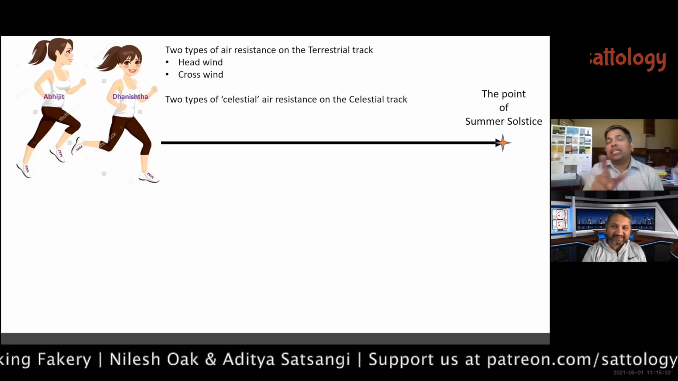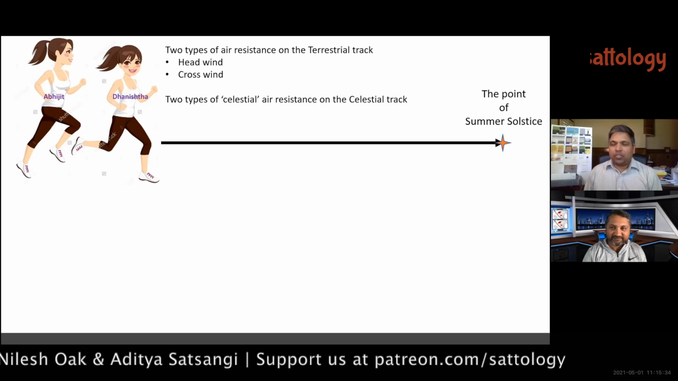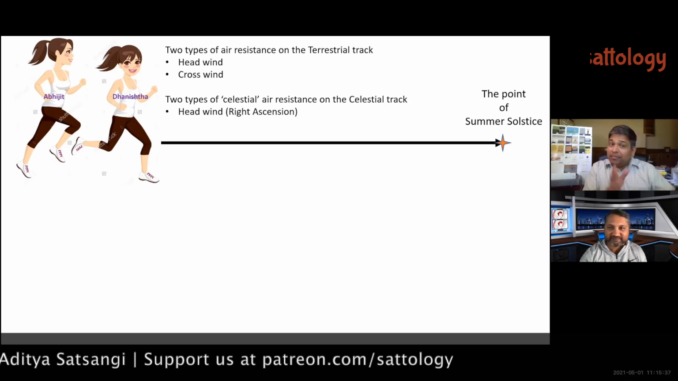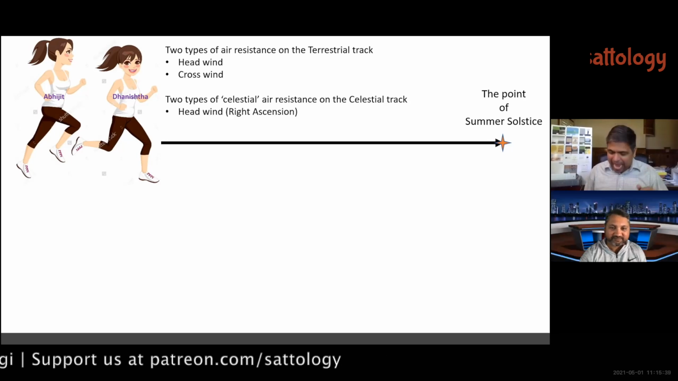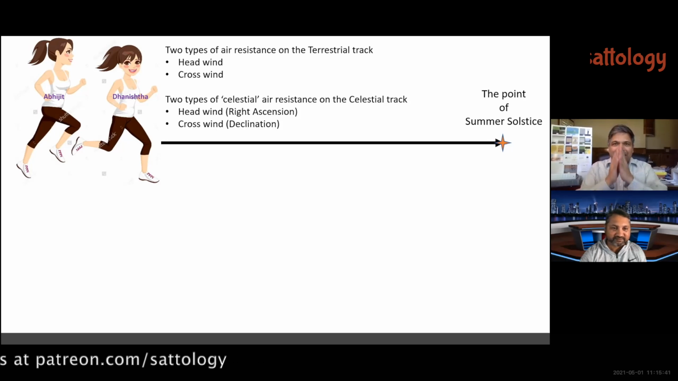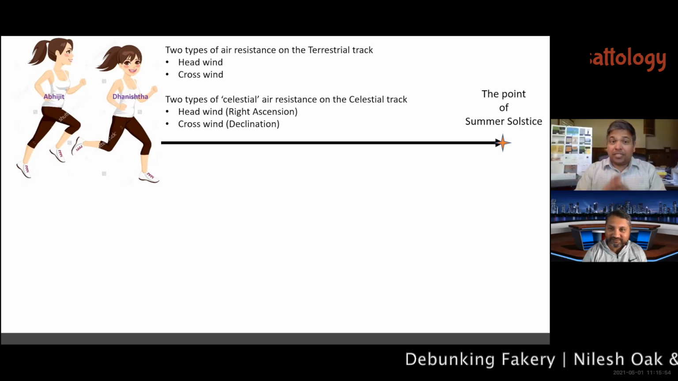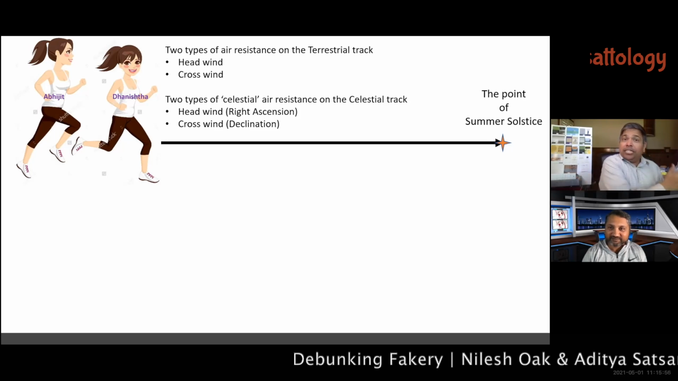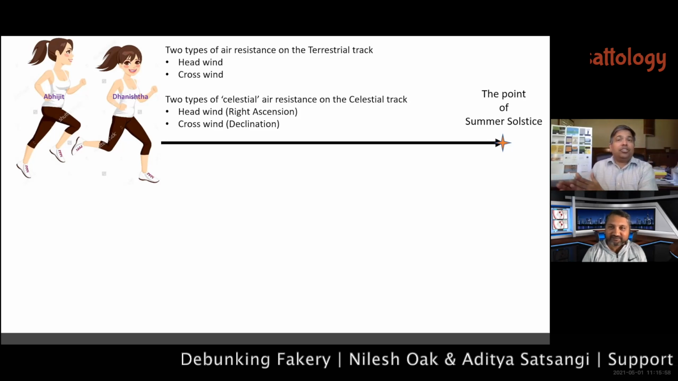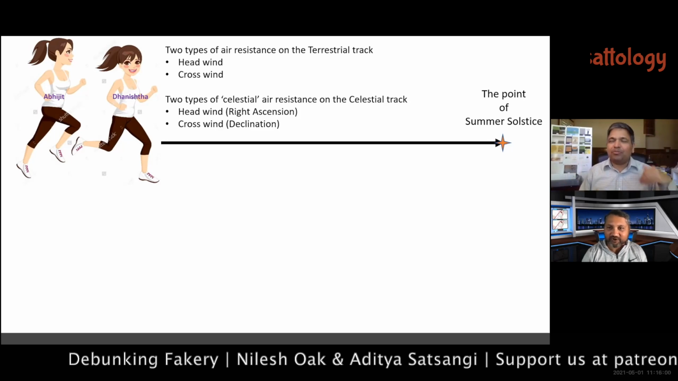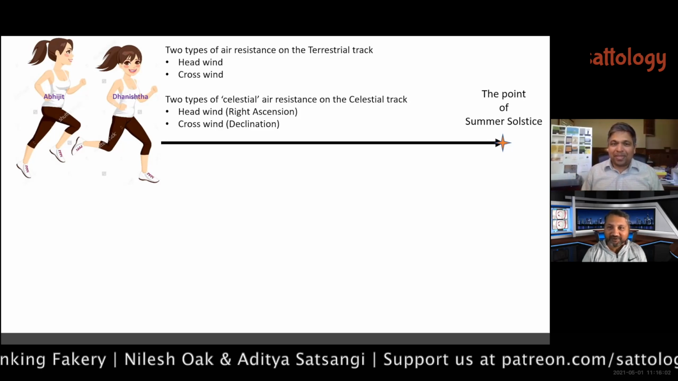Okay. So, two types of celestial air resistance on the celestial track, very similar: headwind and the crosswind. The headwind is the right ascension. See, the longitude there is where they are going along the cardinal points, right? They're going in a circle, so to say. That's a headwind, like they have to go that much distance. But the crosswind is declination, which can push them in this direction or that direction because of many factors. We call it oscillation.